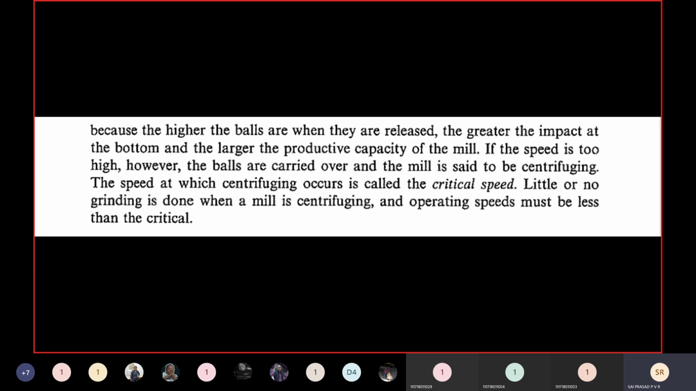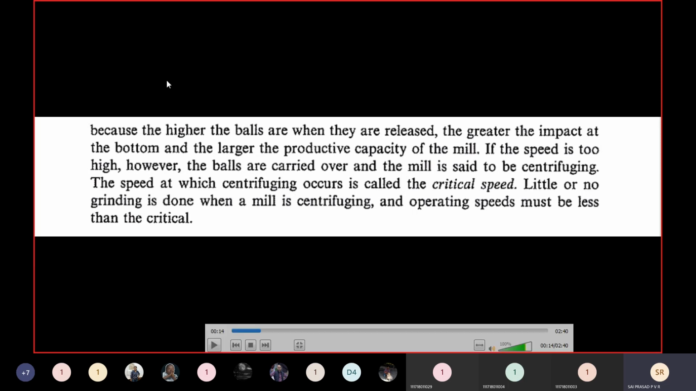So, there is a critical speed formula. We will give the formula. We will establish the formula. We will establish a numerical value for it, but we are supposed to operate slightly less than that, so that we avoid the process of centrifuging, and then the process of size reduction will take place.